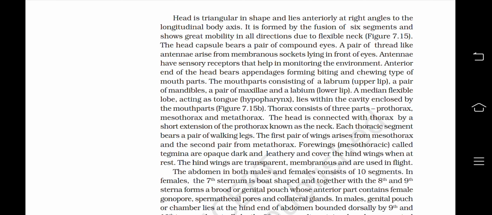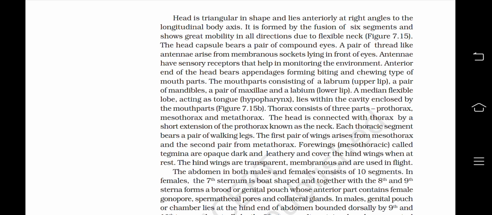Anterior end of the head bears appendages forming biting and chewing type of mouth parts. The mouth parts consist of a labrum or upper lip, a pair of mandibles, a pair of maxillae, and a labium or lower lip. A median flexible lobe acting as tongue, or hypopharynx, lies within the cavity enclosed by the mouth parts.